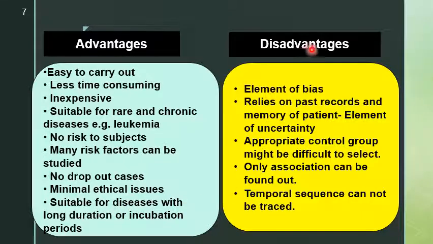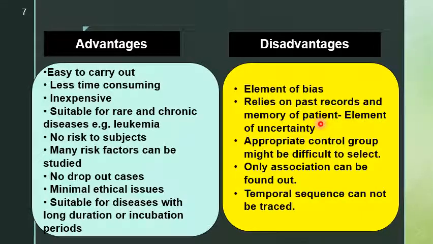But definitely there are disadvantages also. I have already told you that there is an element of bias because you are already selecting the lung cancer patients. So you are not randomly selecting the population, and it relies on the past records and memory of the patient.